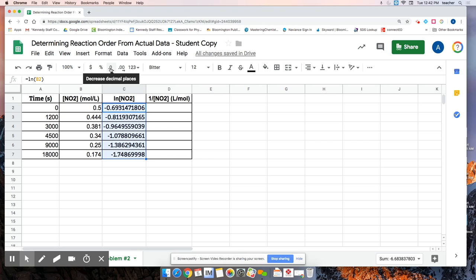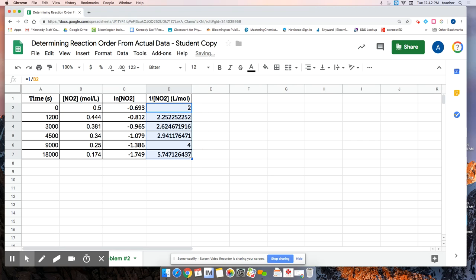And I'm going to work with my significant figures. And I also want my 1 over concentration data. And I'm going to bring it down. Okay, so your data should look like mine at this point.